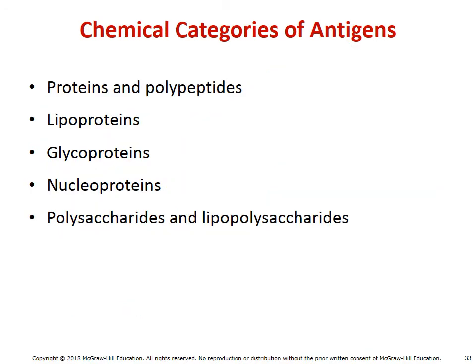So what are things that can be considered antigens? Well, basically most products that come from a cell: proteins or polypeptides, lipoproteins, glycoproteins, nucleoproteins, sugars or lipopolysaccharides. A lot of components that are produced by cells, either in or on cells, can be recognized as antigens.